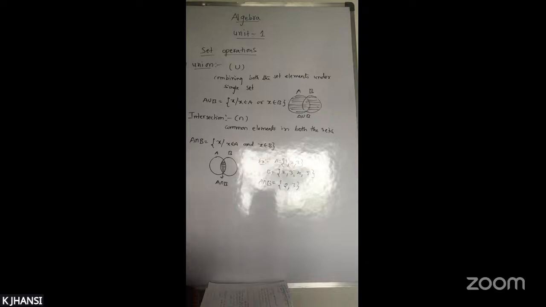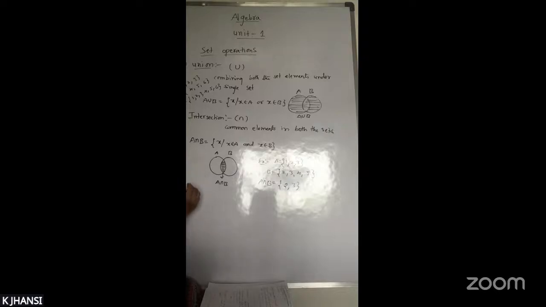For union also, you have to combine both A and B and write them. For this, you can take the example: if A is equal to {1, 2, 3} and B is equal to {4, 5, 6}, then A union B is equal to {1, 2, 3, 4, 5, 6}. So this is the union and this is the intersection we have.